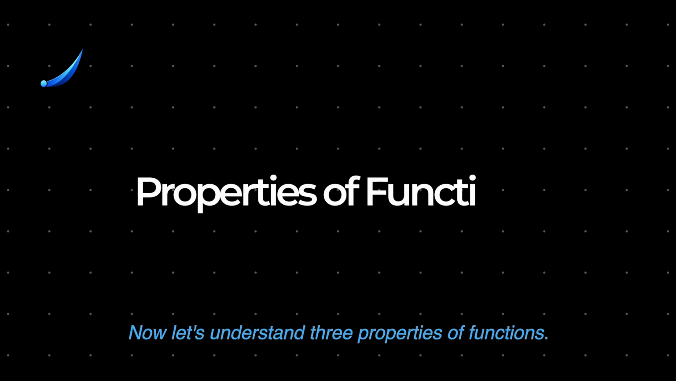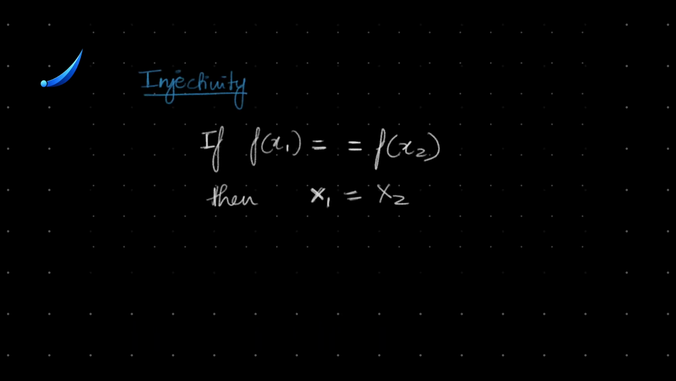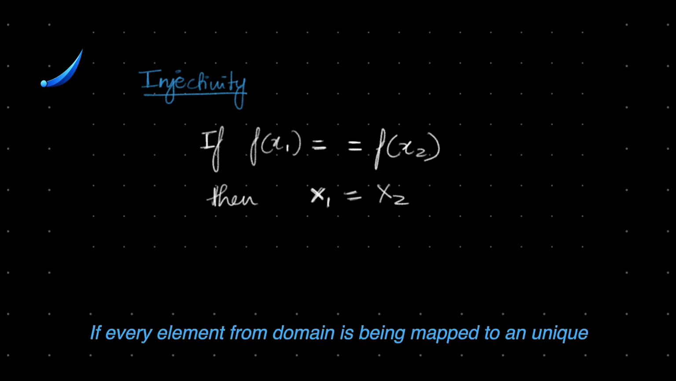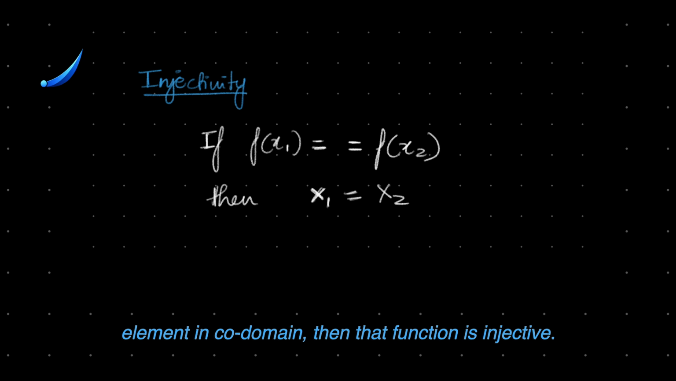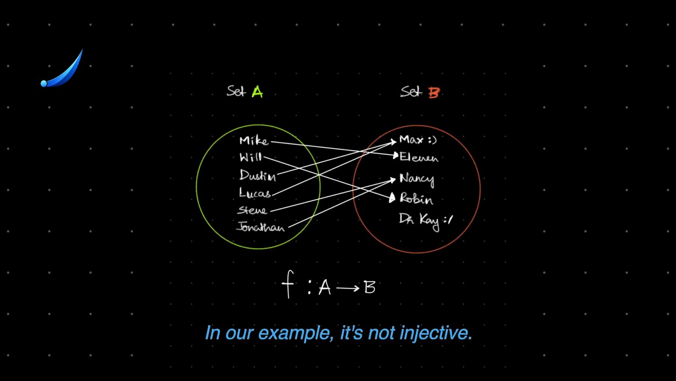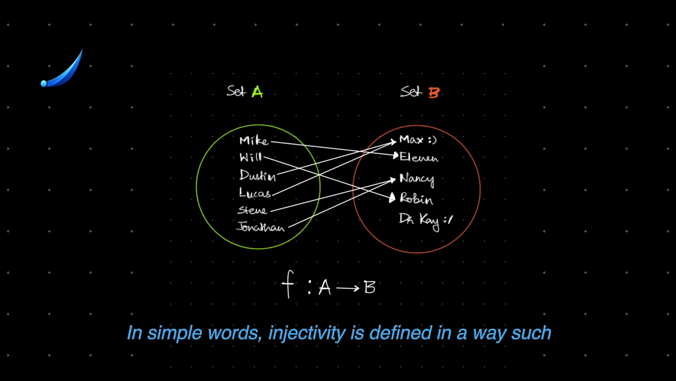Now let's understand three properties of functions. So the first one being injectivity. If every element from the domain is being mapped to a unique element in the codomain, then that function is injective. In our example, it's not injective. In simple words, injectivity is defined in a way such that different inputs should map to different outputs.